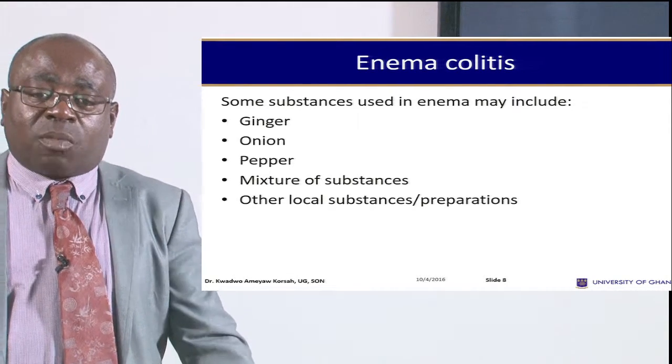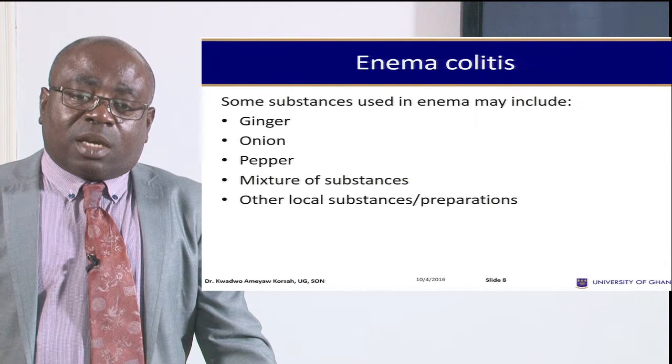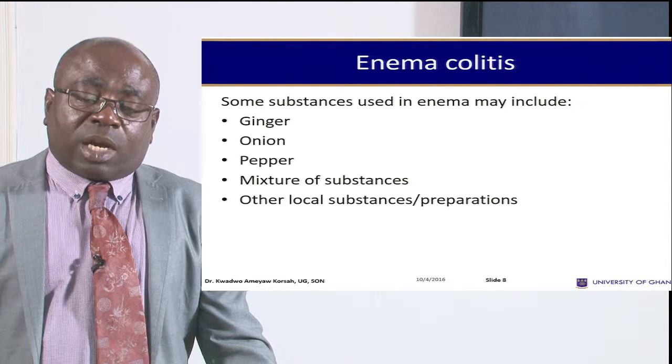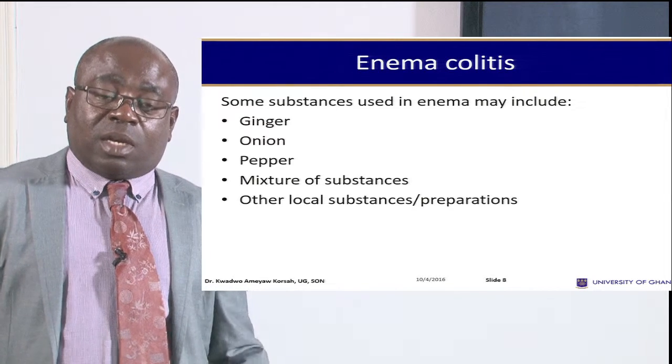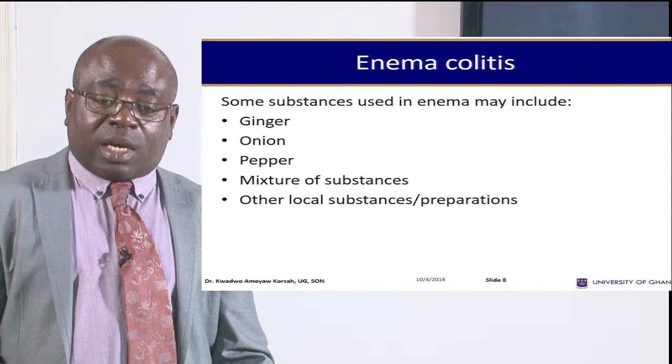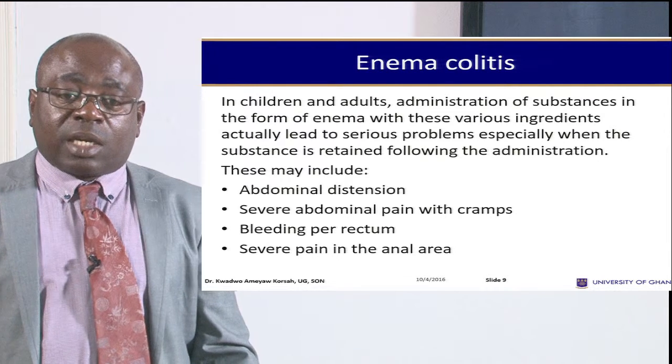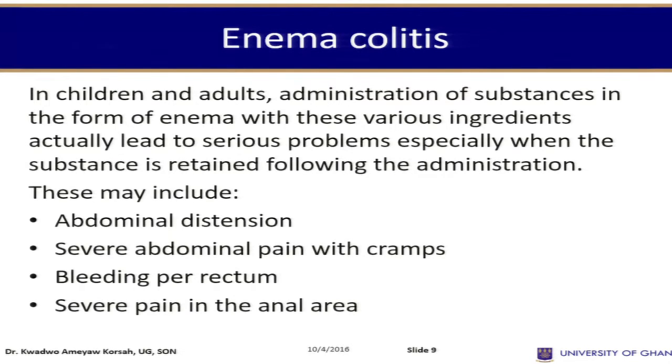And so these things are harbored in the intestine or the stomach, and then they can cause a lot of inflammatory processes. And when this happens, they can swell the intestines and other structures. So in children and adults, administration of substances in the form of enema with these various ingredients actually leads to serious problems, especially when the substance is retained following the administration. And this may include abdominal distension. And this is exactly what you see in your hospitals.